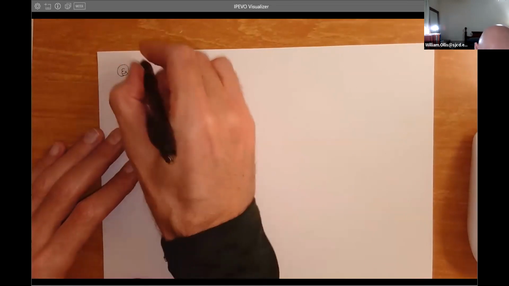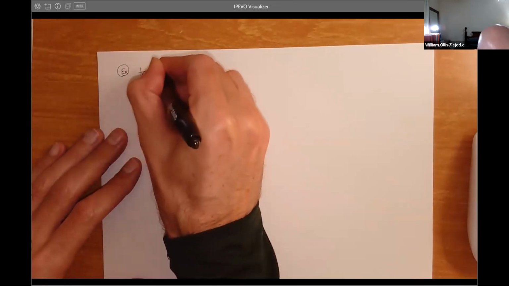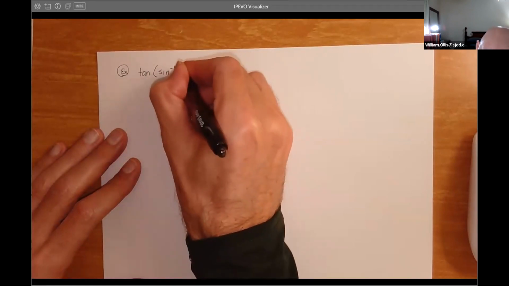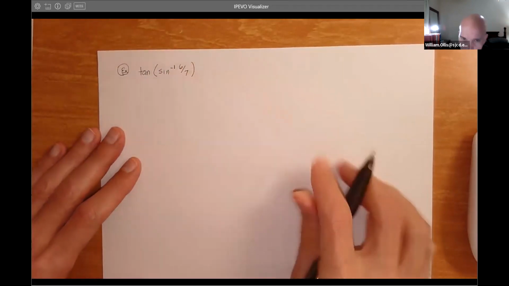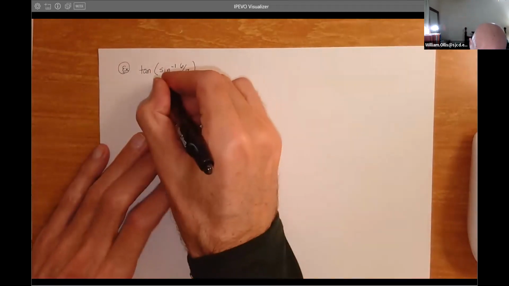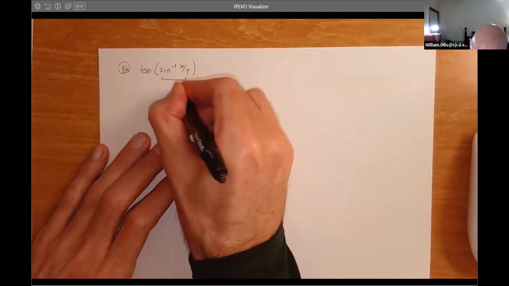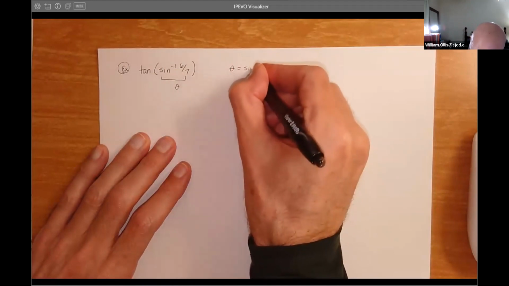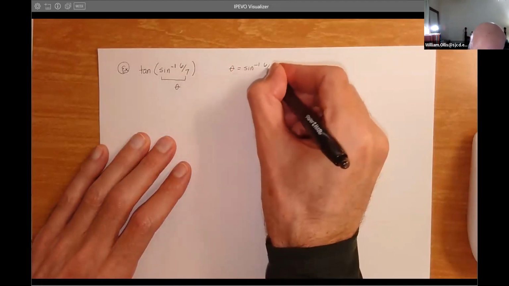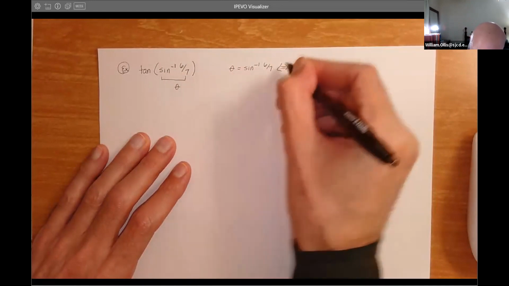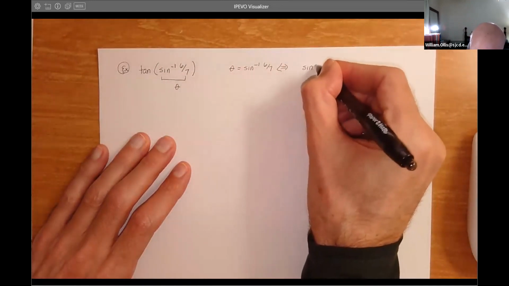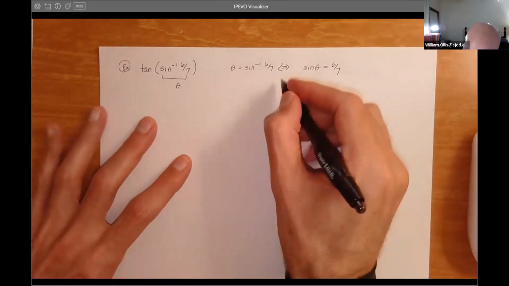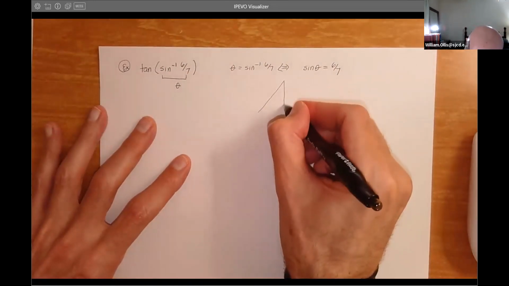Example. What if we wanted to compute tangent of inverse sine of 6 over 7? You can make these up. They just have to make sense. So now, of course, this is our theta. So theta equals inverse sine of 6 over 7. And of course, by definition, this means sine of theta equals 6 over 7. Okay, so now we can draw our right triangle, our reference triangle.